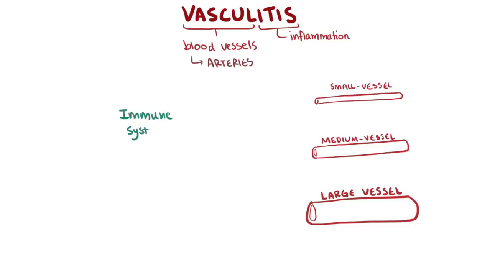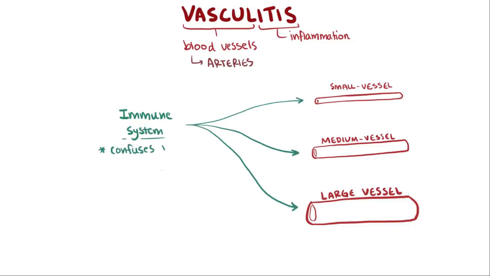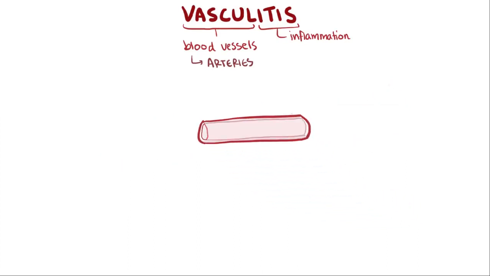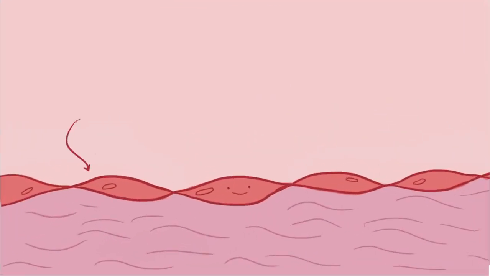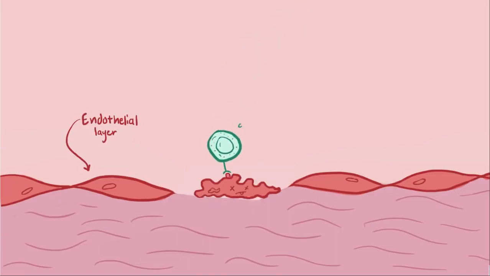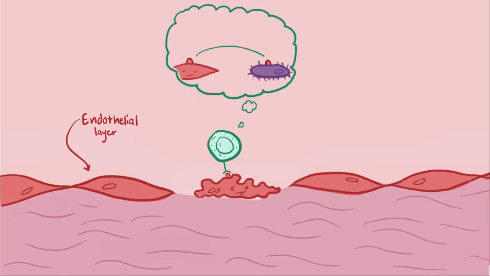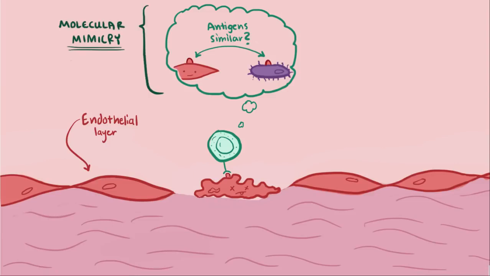Typically, vasculitis is due to an autoimmune disease, where the immune system confuses a part of the normal body as a foreign invader. And there are a couple ways this might happen. Sometimes the body confuses the innermost layer of the blood vessel, which is the endothelial layer, with a foreign pathogen and directly attacks it. To be a little bit more specific, the white blood cells of the immune system mix up the normal antigens on the endothelial cells with the antigens of foreign invaders, like bacteria, simply because they look similar, and this is called molecular mimicry. This autoimmune confusion is thought to be the cause of several types of medium vessel and large vessel vasculitides.